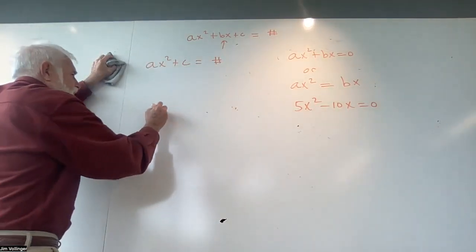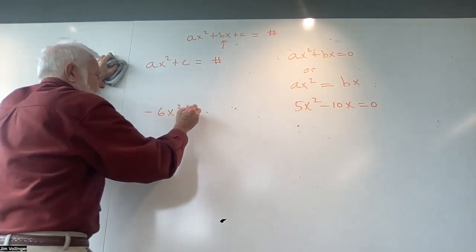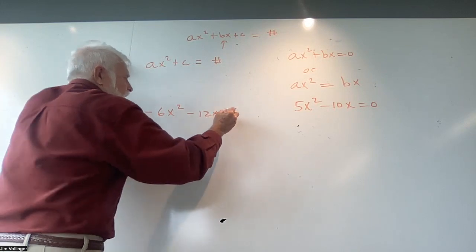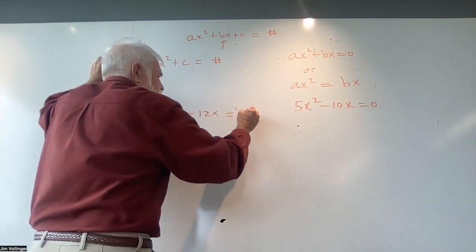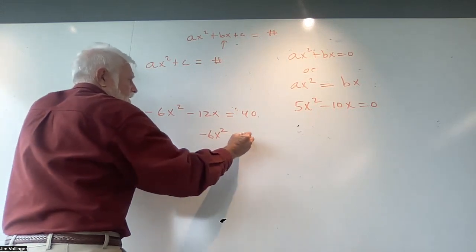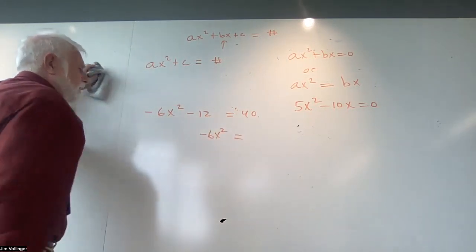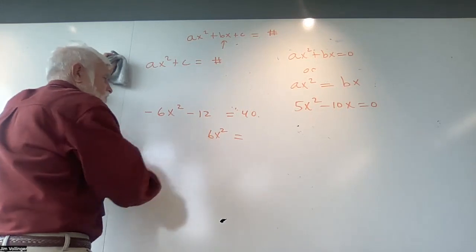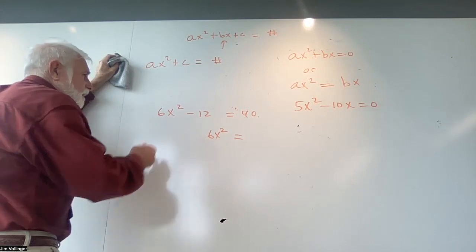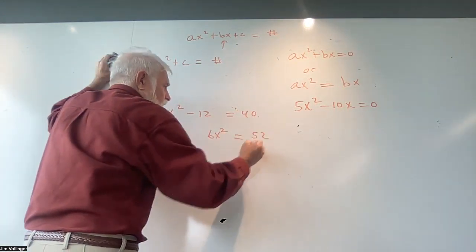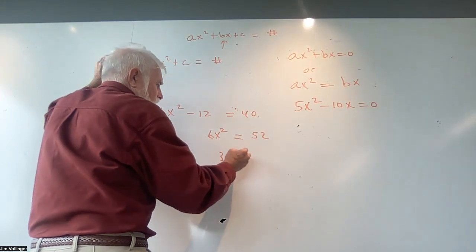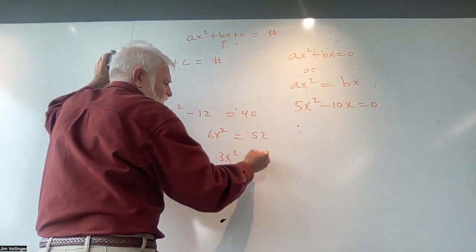Let's look at minus 6x squared minus 12x equals 40. All right, so minus 6x squared is going to equal, I said x, I'm sorry. And I don't want to give you that situation. So let's go 6x squared minus 12 equals 40. All right, sorry about that. Add 12, 52. I'm going to divide by 2 here. So 3x squared is equal to 26.